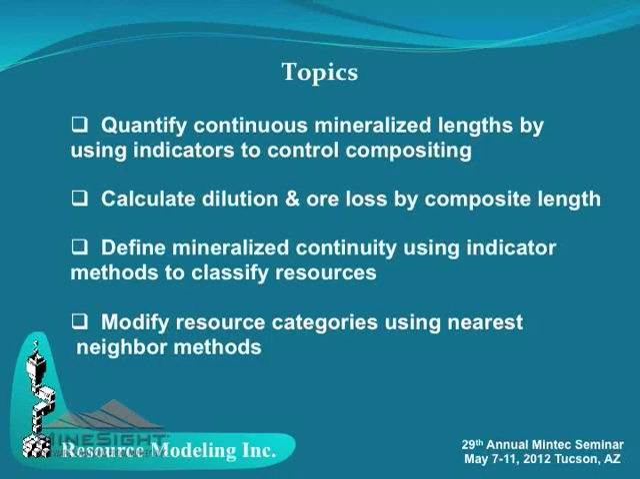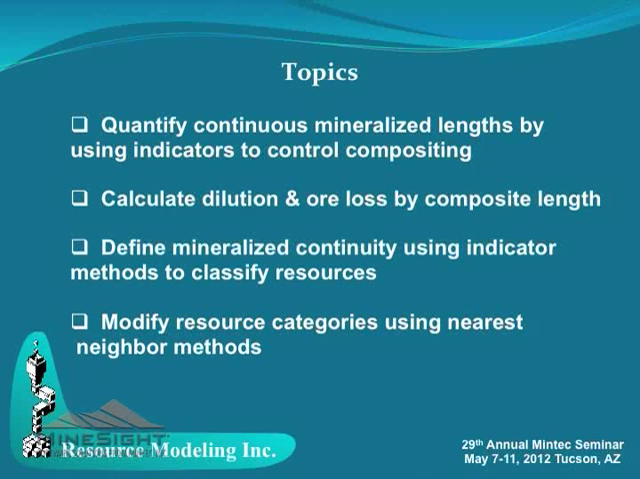different tasks. Some of the things we're going to cover today then are using this indicator method to quantify the continuous mineralization in drill holes using simple binary indicator methods. I'm going to show methods that you can use to calculate dilution and ore loss using composites. And then I'm going to show how you can use an indicator method to define mineralized continuity for classifying resources. And then finally, a couple goofy little things that I've come up with for modifying resource classification.